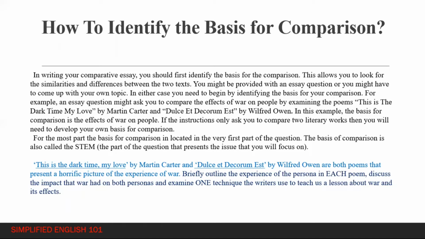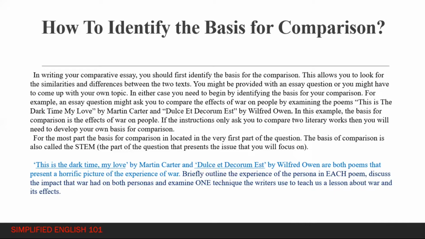For example, a question might ask you to compare the effects of war on people by examining two poems. The poems, This Is the Dark Time I Love by Martin Carter and Dulce et Decorum Est by Wilfred Owen. In this example, the basis for comparison is the effects of war on people. It makes it clear. If the instruction only asks you to compare two literary works based on the question, then you will need to develop your own basis.